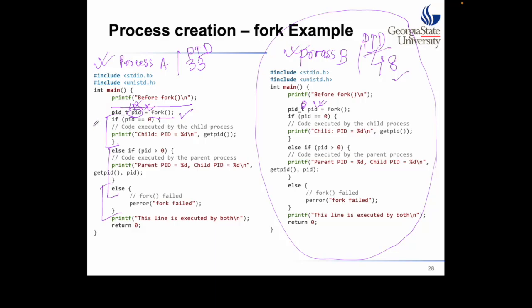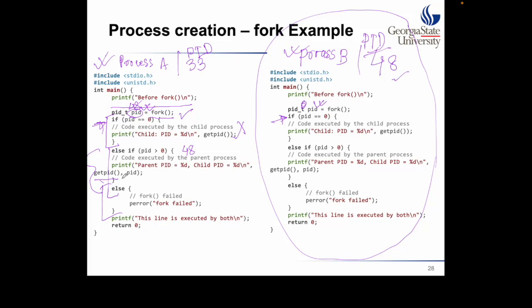So let's see how different blocks of code will be executed. In the next line, it will check whether PID equals 0. This condition will not be satisfied for the parent process, because as the return value of the fork system call, it received 48. So this condition will not be true. Then it will check if PID is greater than 0. Yes, PID is greater than 0 because the PID value was 48. So this block of code will be executed. Here it will print parent ID, and there is another system call called getpid.